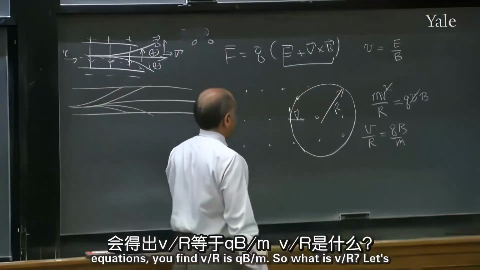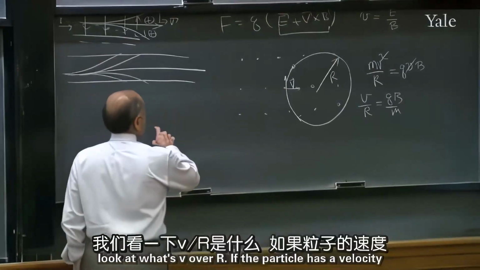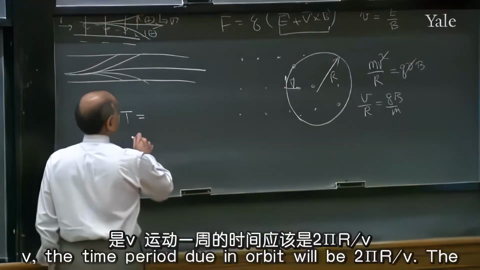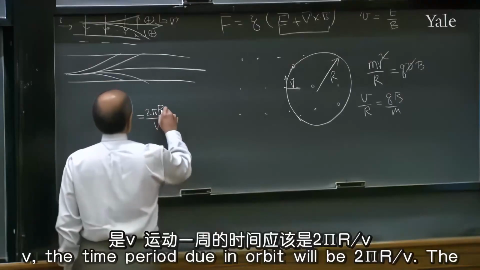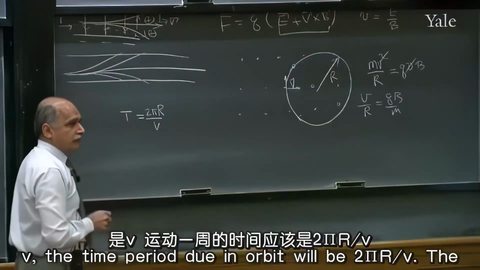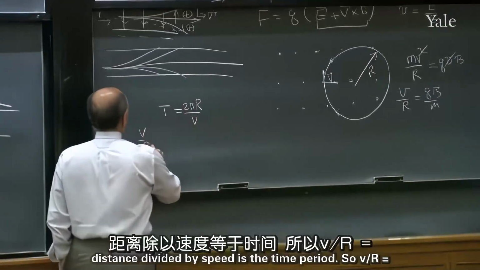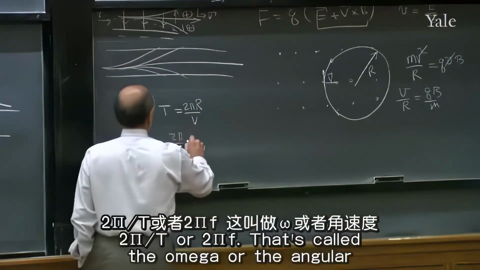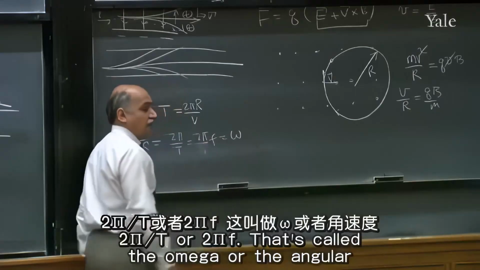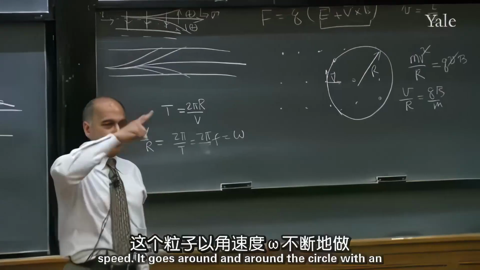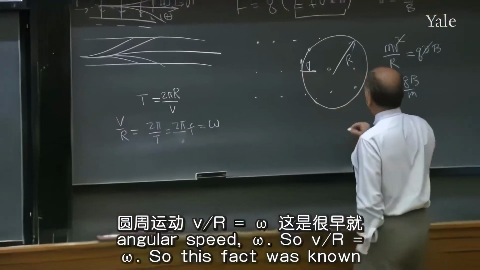So what is v over r? Let's look at what's v over r. If the particle has a velocity v, the time period to do an orbit will be 2πr divided by v. Right? The distance divided by speed is the time period. So v over r is equal to 2π over T, or 2π times f. That's called the omega, or the angular speed. It goes around and round the circle with an angular speed omega. So v over r is equal to actually omega.